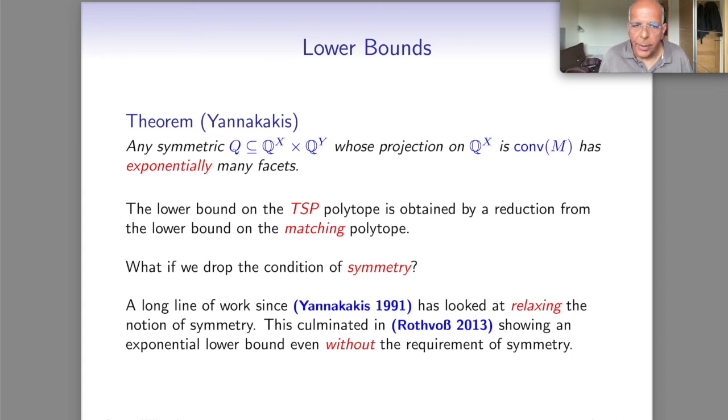I'm going to take a pause here and then return to try and relate these notions of symmetric linear programs to the kinds of models of computation we've been looking at before.